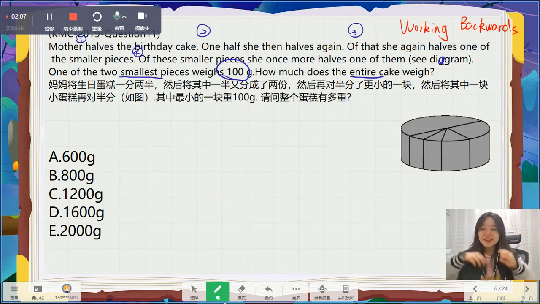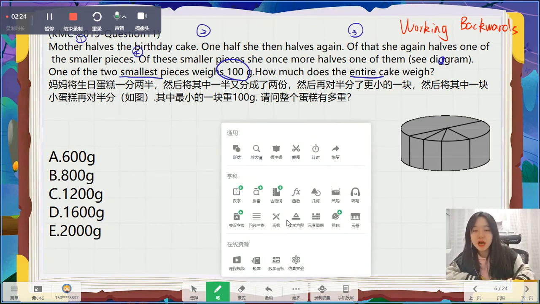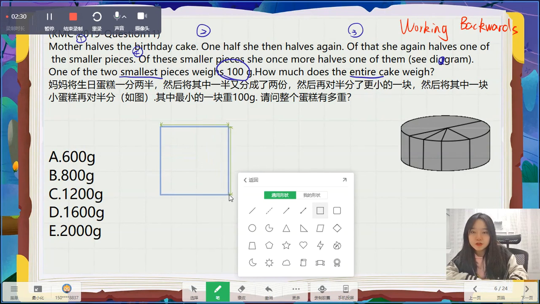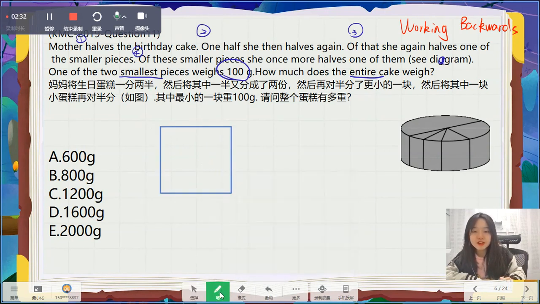One is by drawing a train diagram and writing down each step in each box. And the second way is to draw a cake diagram. Because this question is about a birthday cake, let's use a cake one. That means we can use a tool to help us. And we can use a shape to represent the total amount. This is the total amount, the total weight of the entire cake.